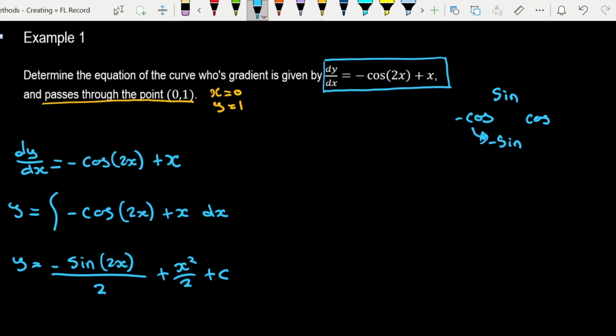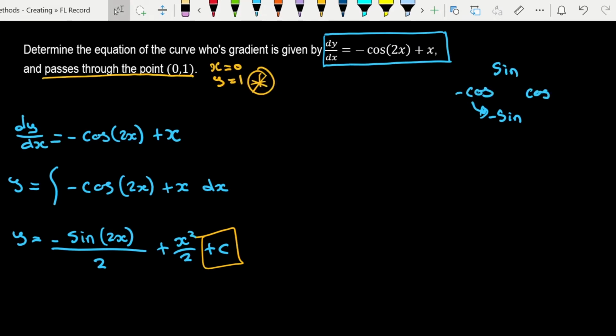And this plus c value is going to be given by this additional piece of information here. But let's not get ahead of ourselves. Let's clean this thing up. So here we're going to have y is equal to -1/2 sine of 2x plus x squared on 2 plus c.